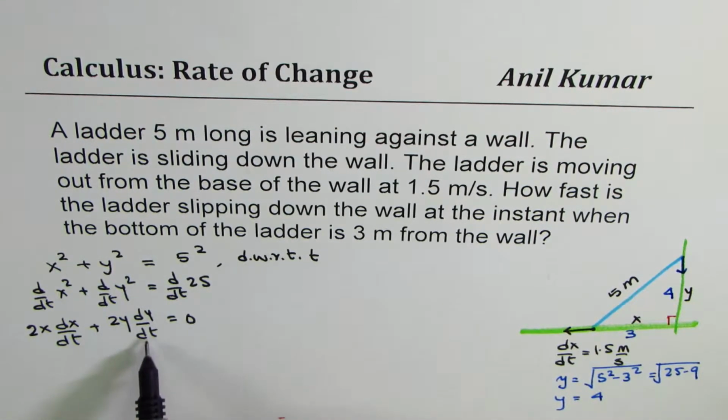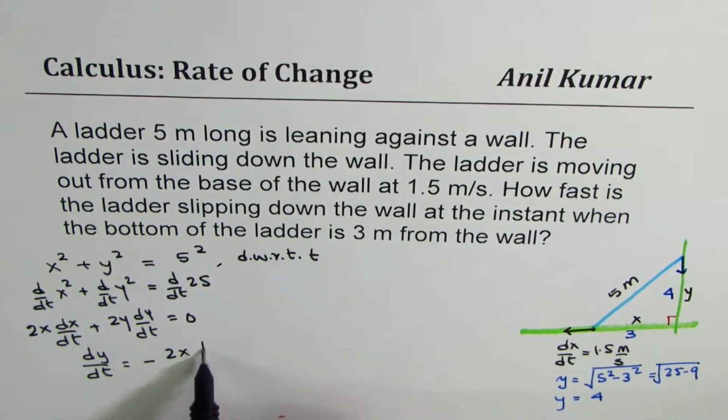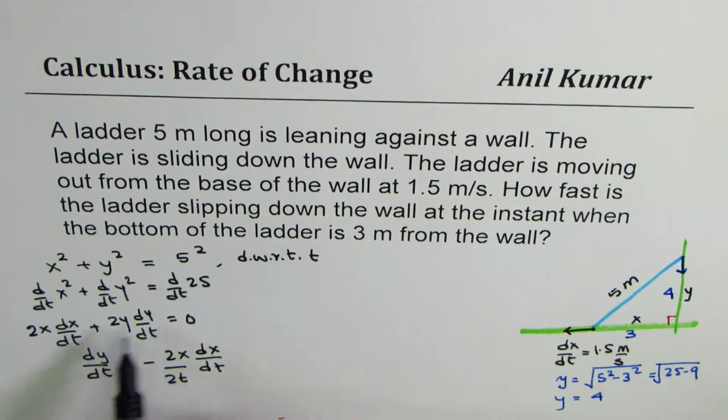We need to find what dy/dt is, so let's isolate dy/dt. So we get dy/dt equals minus, bringing this here, 2x dx/dt, right, divided by 2y. So we took 2x dx/dt to the right and divide by 2y. Now that could be simplified. 2 and 2 cancel. So we could rewrite this as minus x over y times dx/dt. Correct?